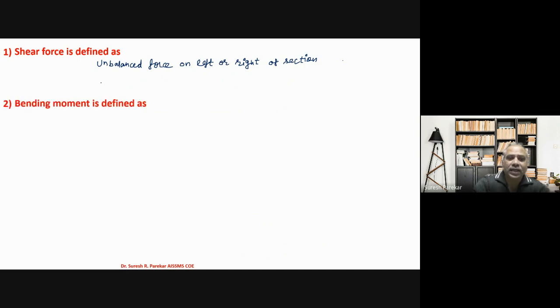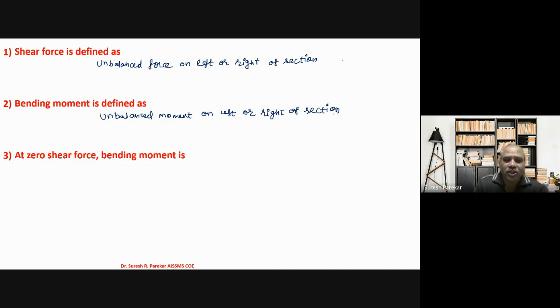Same we can have for bending moment. We can have the same, unbalanced moment. The same question can be framed: unbalanced moment on left or right of the section. So it may be the left side or it may be the right side.